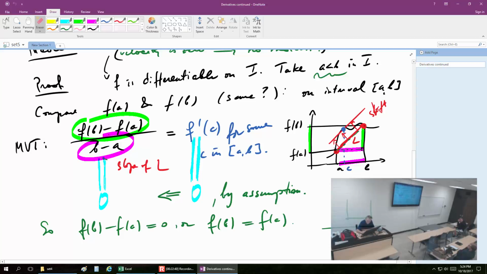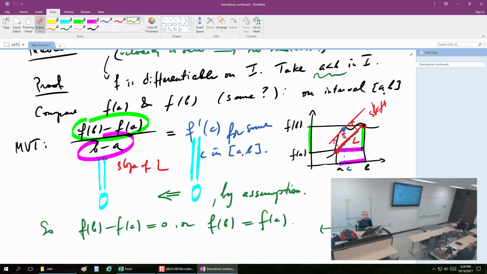So there's an interval I here somewhere. Then we pick A and B. And then what we have demonstrated is this: the value of the function is on the same level. So we do it point by point, which means that there cannot be variability of the function.